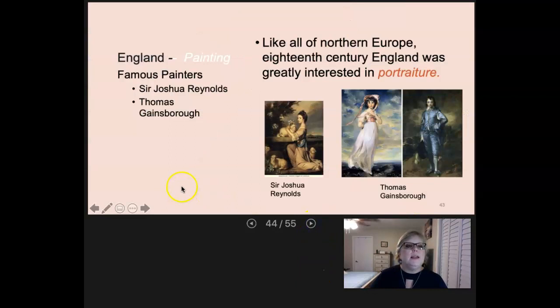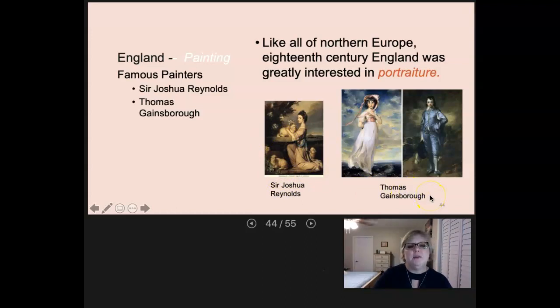All right. In England, painting was important as well. Some famous English painters were Sir Joshua Reynolds and Thomas Gainsborough. And like all of Northern Europe, 18th century England was greatly interested in portraiture, a portrait of someone. Here from Sir Joshua Reynolds, you see this portrait. You've got the woman, you've got the lambs, right? Almost like that Mary and her little lambs idea.